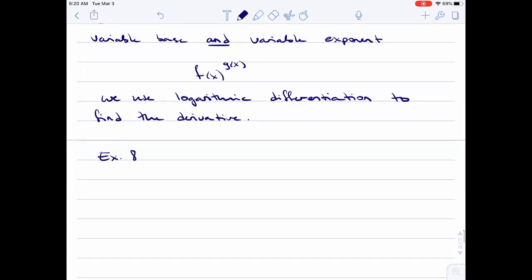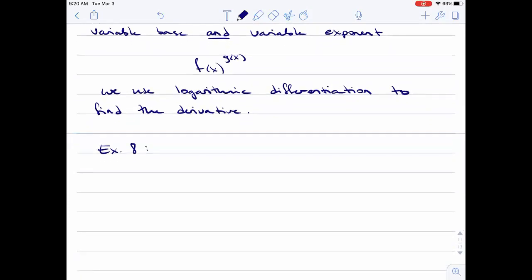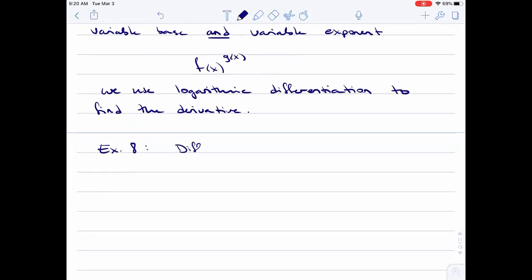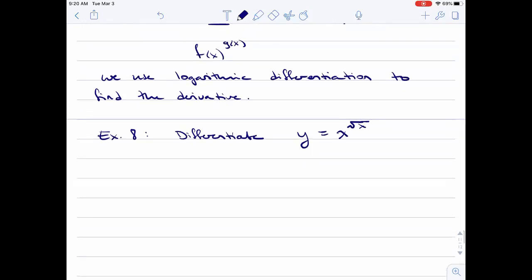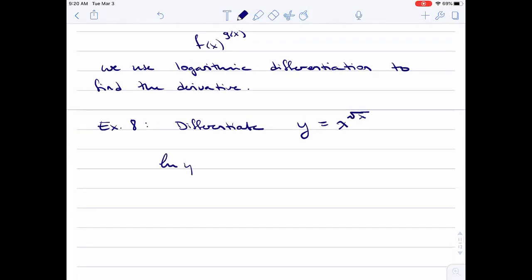For example, if I ask you to differentiate y equals x to the root x. Now I've got x in the base and in the exponent, and so I know that's when I definitely should be using logarithmic differentiation. The reason is because the log brings down that power, by the log laws. And so we can take the log of y is the root x times the log of x.